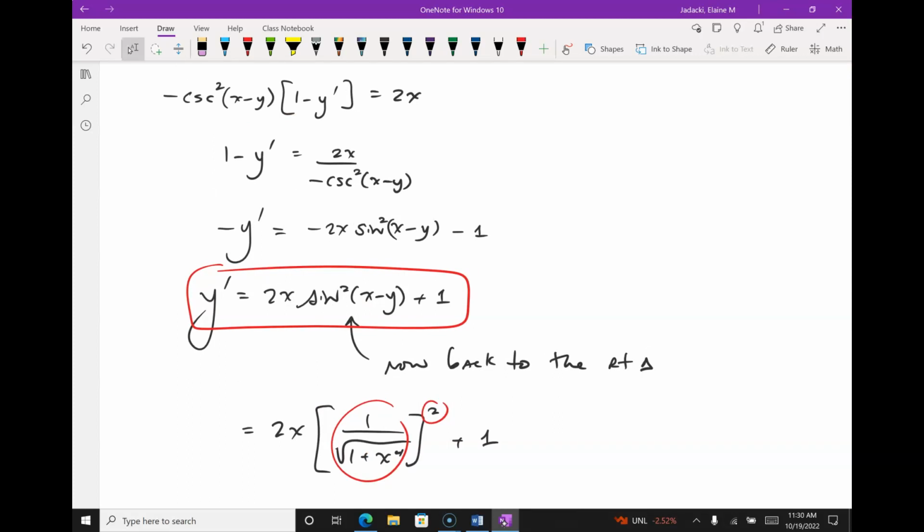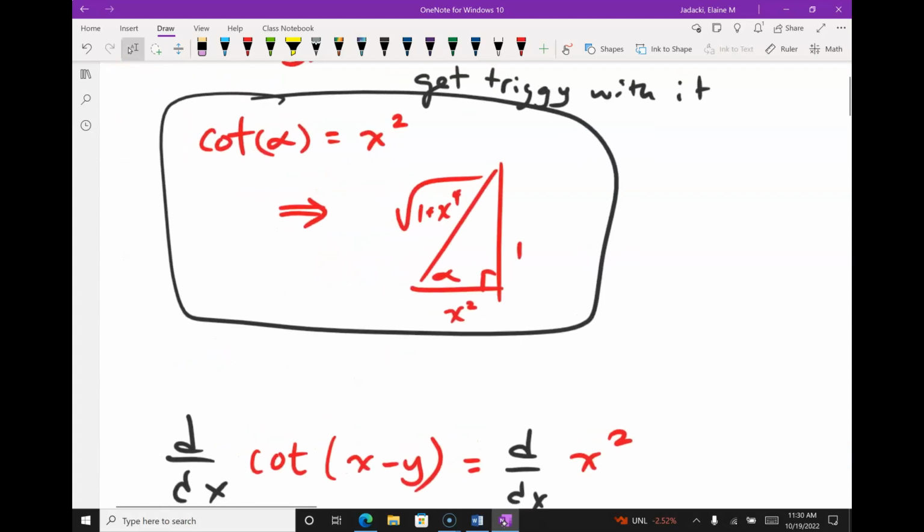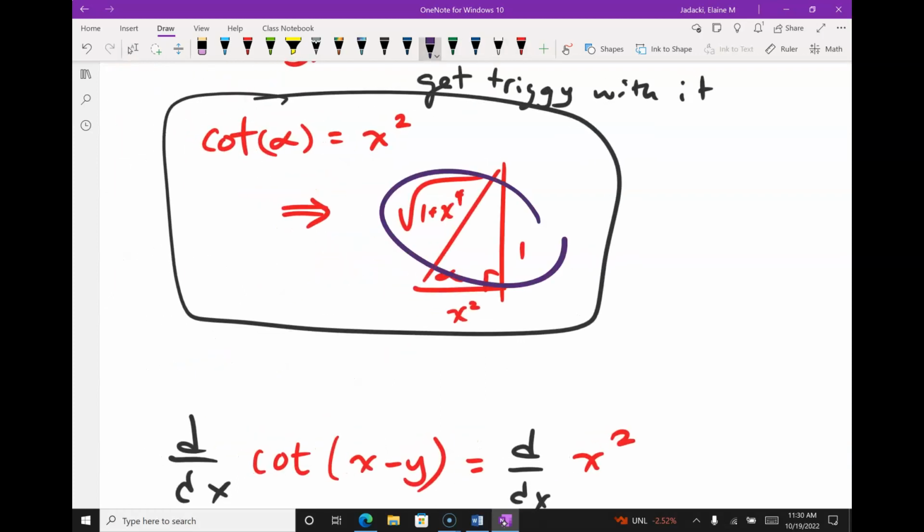That's from the triangle. So I'm looking at my triangle for the sine ratio, right? The sine ratio is here. So I take that ratio and square it, and that replaces sine squared. Say again? Oh, it's the angle from the triangle. I called it alpha.